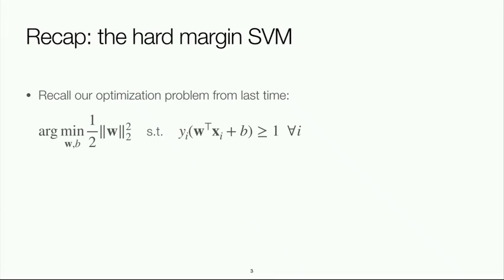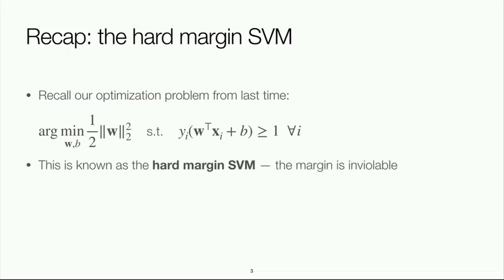And not just correctly, right? They also have to lie at least one away. Essentially, that's the margin that I'm defining. So this is what we had last time. And this is what's known as the hard margin SVM. I don't remember if I actually used this term last time, but this is what people usually call it. And we call it a hard margin because the margin can't be violated. It's hard in that sense.